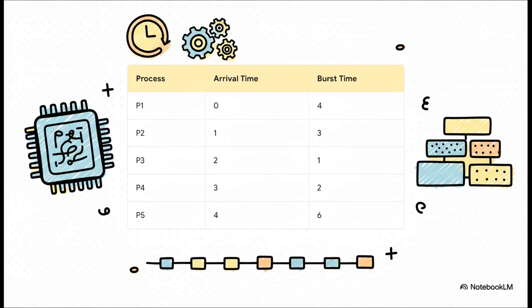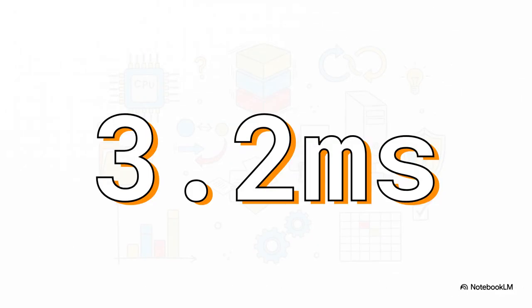Shortest job first, or SJF. With this one, when the CPU is free, the OS looks at all the processes that are ready to go and picks the one that needs the least amount of time, the one that will finish the fastest. And look at that, the average waiting time dropped.